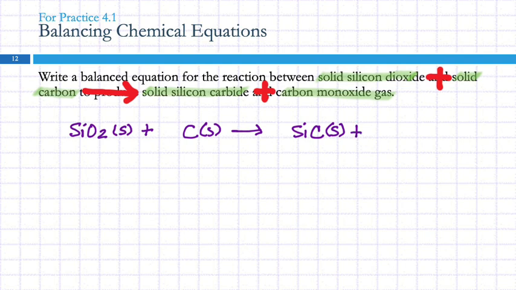Plus carbon monoxide gas. So also a molecular compound. So carbon monoxide, there's 1 oxygen. And it says mono because there's also carbon dioxide, so they want to be clear about that. And this is also gas. Now we need to balance this.